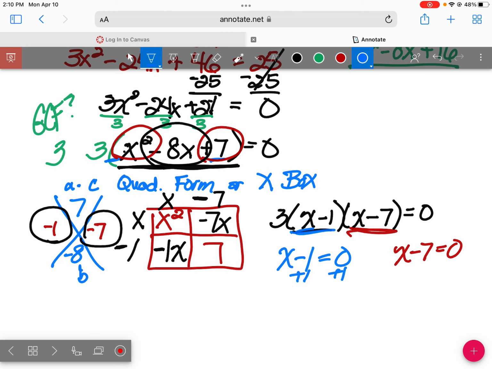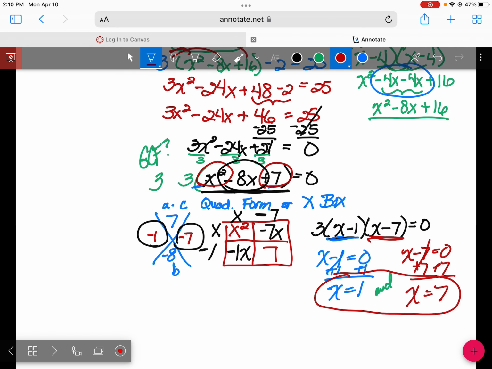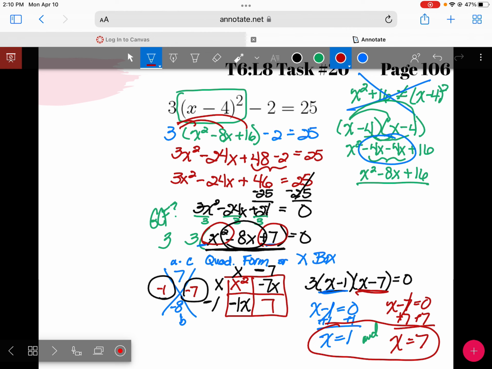Add 1, add 1. X is equal to 1. And add 7. X is equal to 7. And there are your two solutions for x. So that was a wild child, was it not?